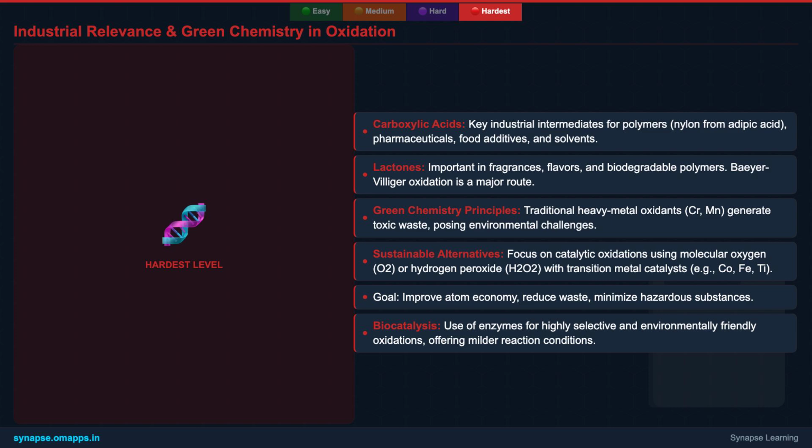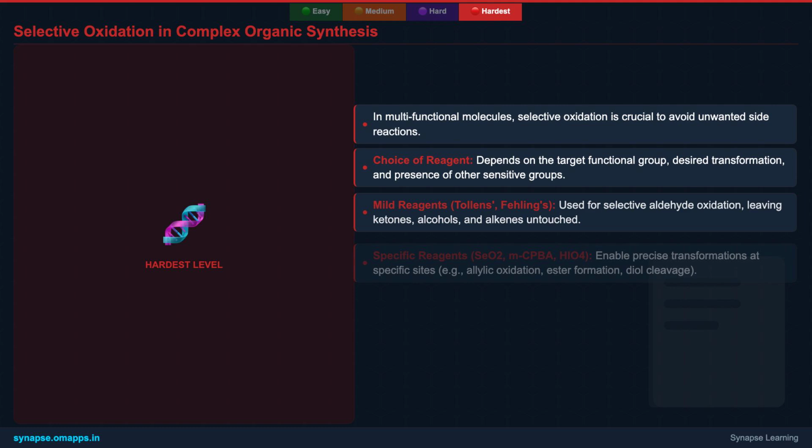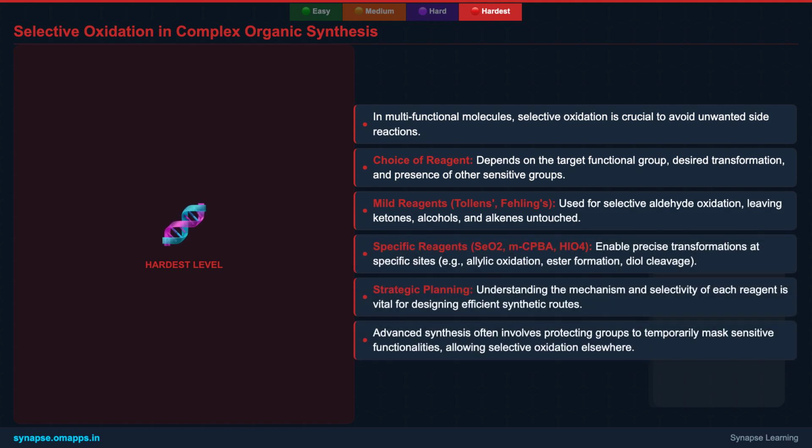of chemical synthesis. In the realm of complex organic synthesis, particularly in the creation of natural products or intricate pharmaceutical molecules, the ability to perform highly selective oxidations is not just an advantage, it's a necessity. Imagine a molecule with multiple oxidizable functional groups. Using a strong, indiscriminate oxidant would destroy the entire structure. This is where reagents like selenium dioxide, MCPBA, and periodic acid shine. They allow chemists to target specific sites, transforming one functional group while leaving others untouched.